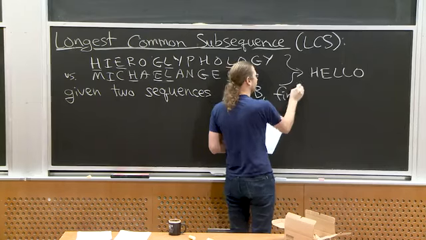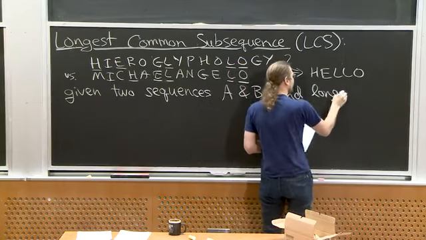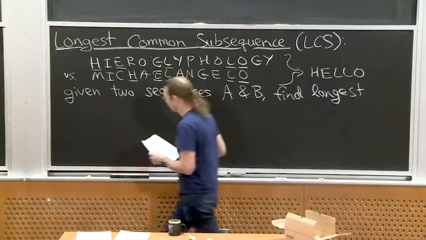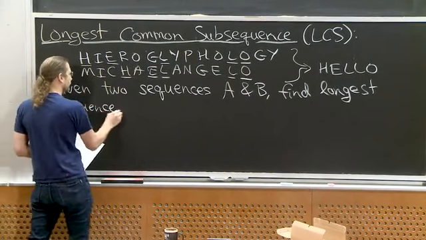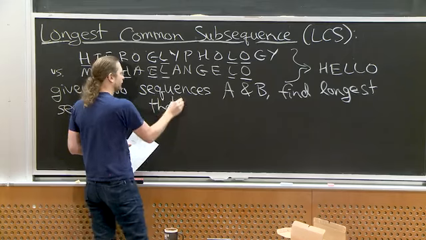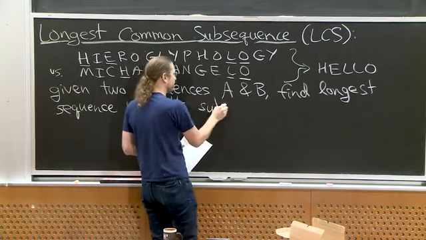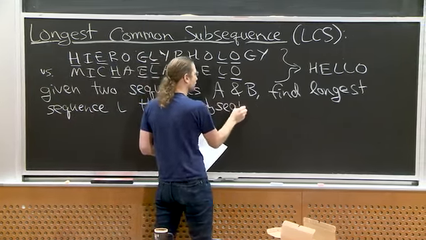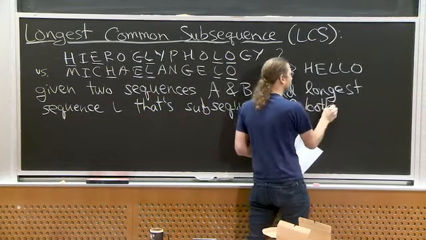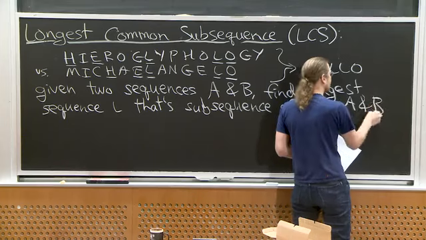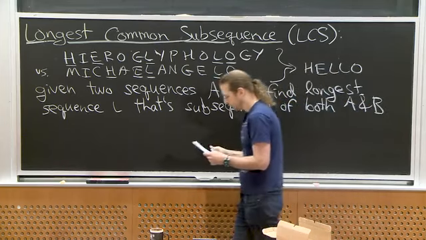We want to find the longest sequence L that's a subsequence of both A and B. So that's the problem definition. And we're going to see how to solve it using dynamic programming.